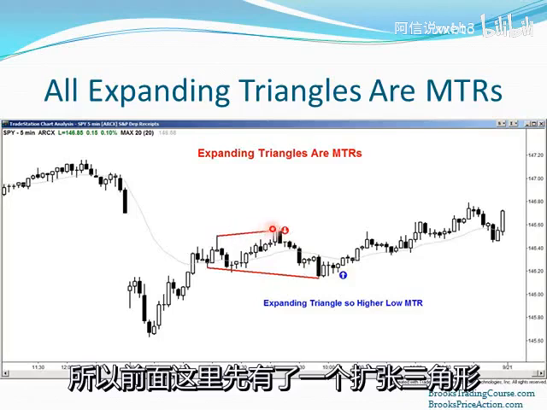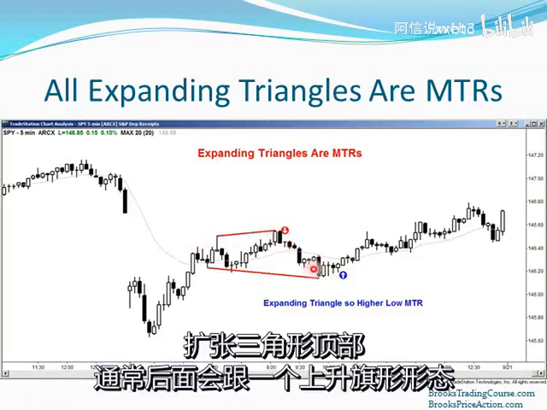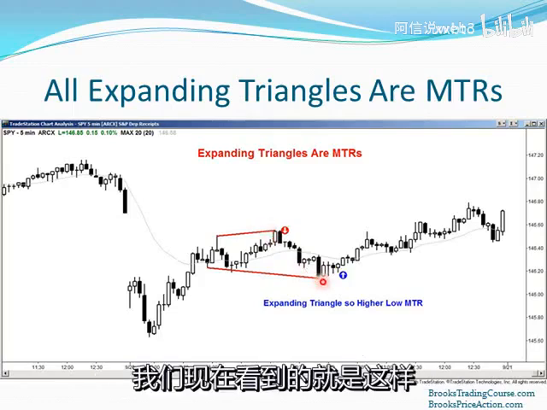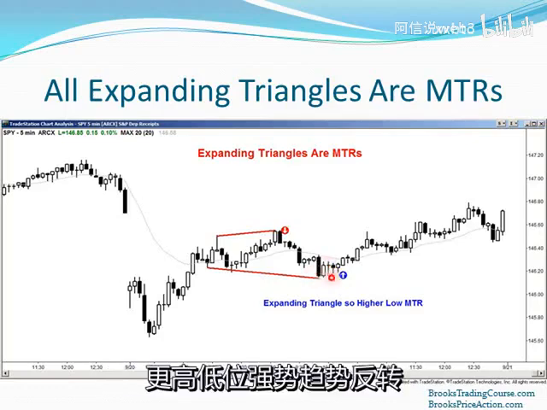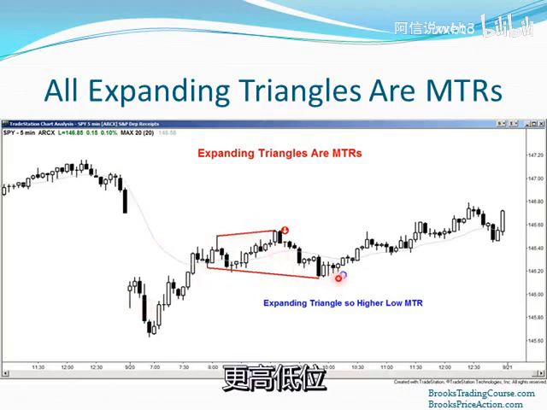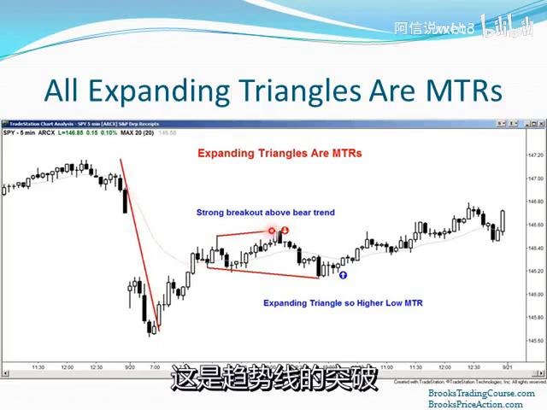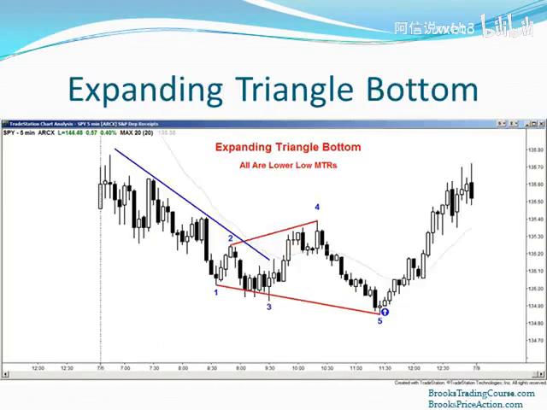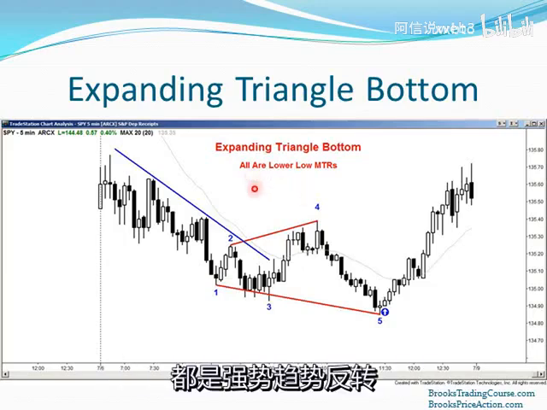So we had the earlier expanding triangle up here, so an expanding triangle top for the major trend reversal. And expanding triangle tops are usually followed by expanding triangle bull flags, which is the case. And now we have an expanding triangle bottom, a higher low, major trend reversal. Bear trend, trend line break, and a higher low. There's the trend line, and here's the break above the trend line. Again, all expanding triangles are major trend reversals.